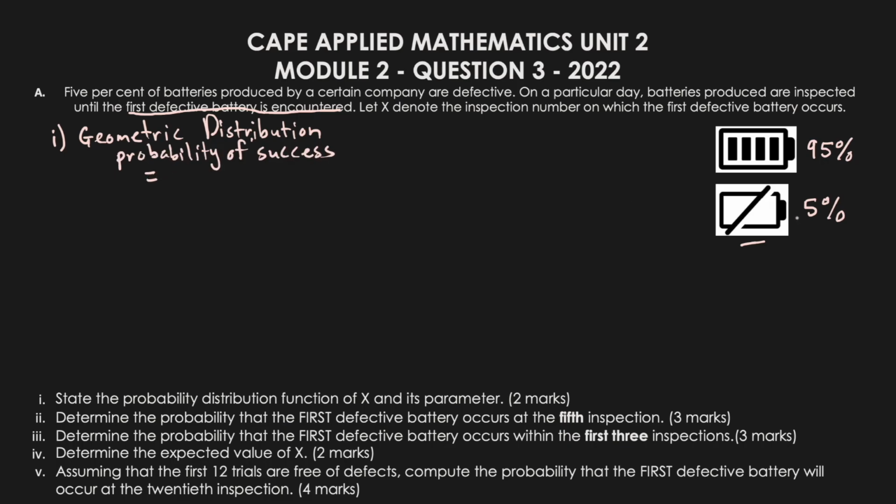So we have here 5%, which can also be written as 5 over 100, or as a decimal, it would be 0.05. So I can say that here, probability of success would be 0.05. Remember, what we are considering success here is not having a good battery, but rather finding a defective battery. That is a success in this situation.